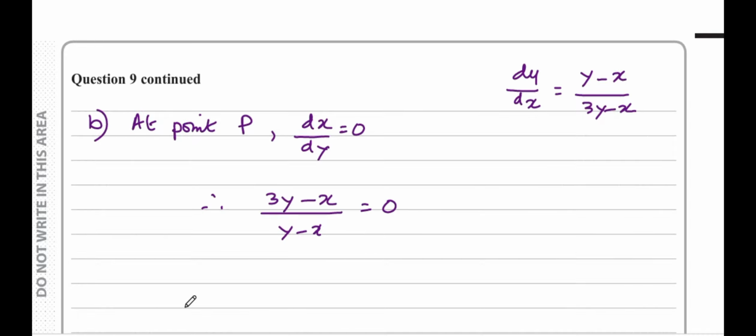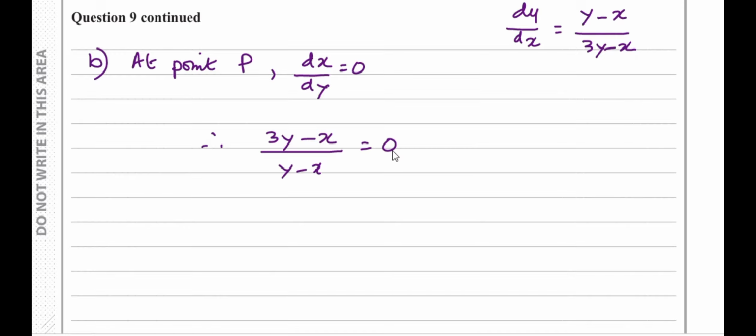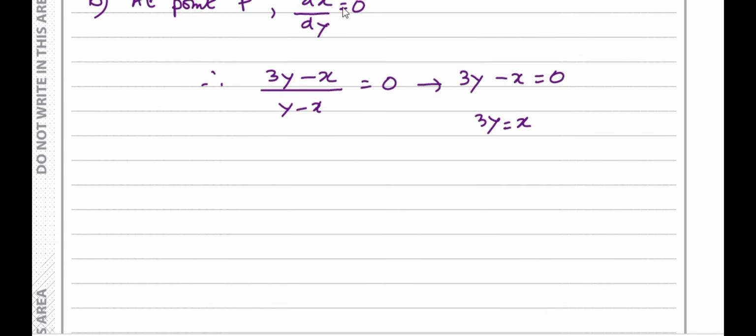Now for any fraction in the world which is equal to 0, the numerator is equal to 0 no matter what the denominator is. Therefore we can say 3y minus x is equal to 0. Therefore 3y is equal to x. So the question wants us to find the coordinates of point P. That means x as well as y. There are two unknowns, so one equation is not enough for us. So let's write this as equation 1. We can use the equation of the curve, the original one, as the second equation because it has got x as well as y.